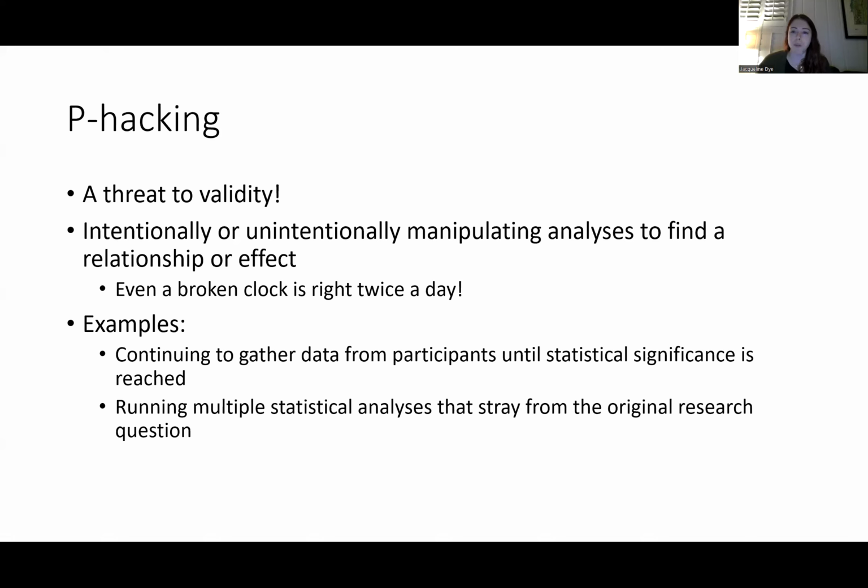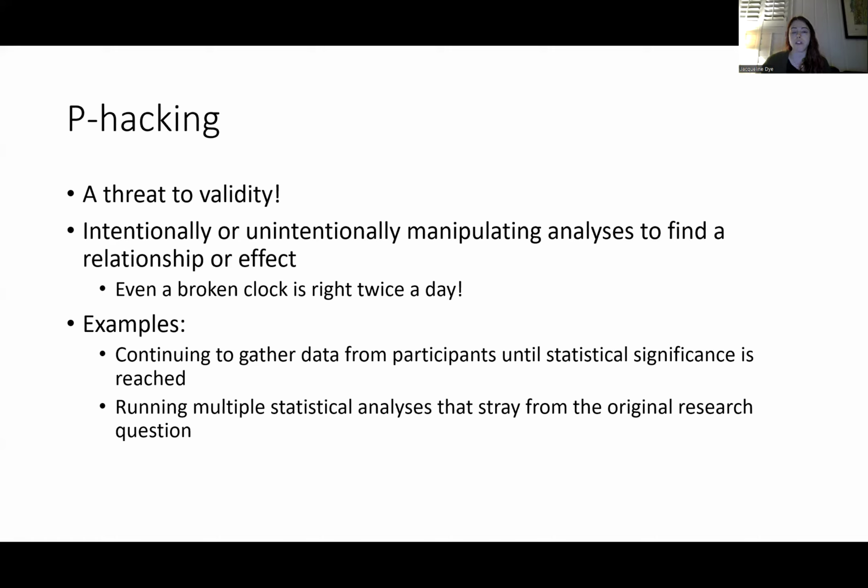So let's talk quickly about p-hacking. There's a video on the module for this week that gets into more about p-values. I think it explains it very nicely. And then this issue of p-hacking. Basically, this is a big threat to validity. It's a big problem. It involves intentionally or unintentionally manipulating analyses to find a relationship or effect.